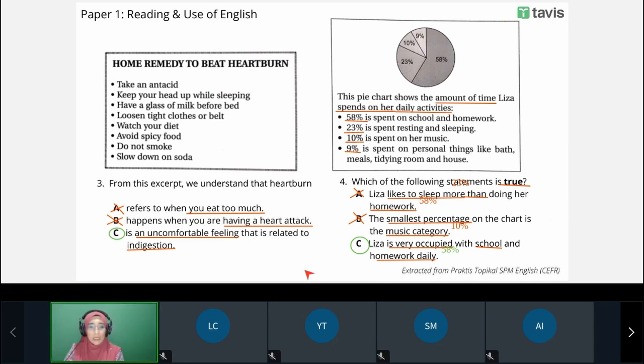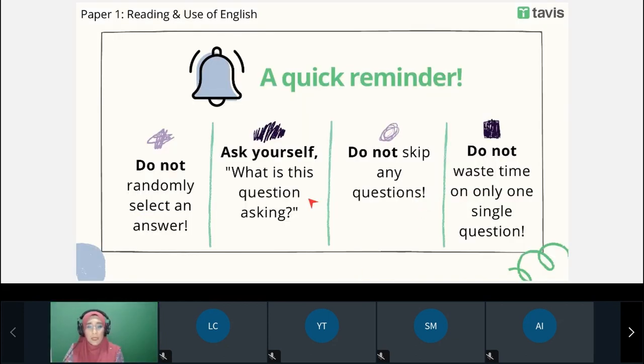I hope everybody is all clear on how to attempt each of the questions. I really hope also that you don't spend so much time finding out the answers, and please always see the keywords. The keywords can be a little confusing, but please. Here are my last tips. Just to remind you, please do not randomly select an answer. Why? There is a possibility that you will get it wrong.